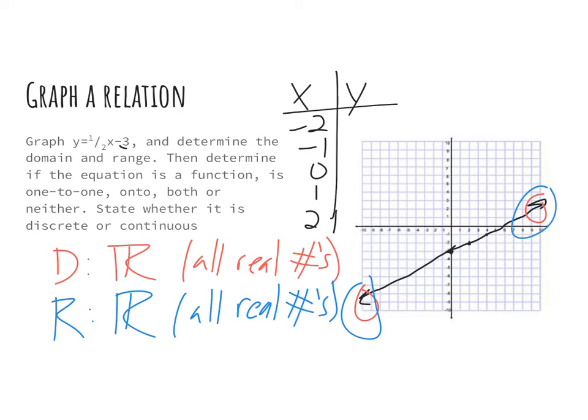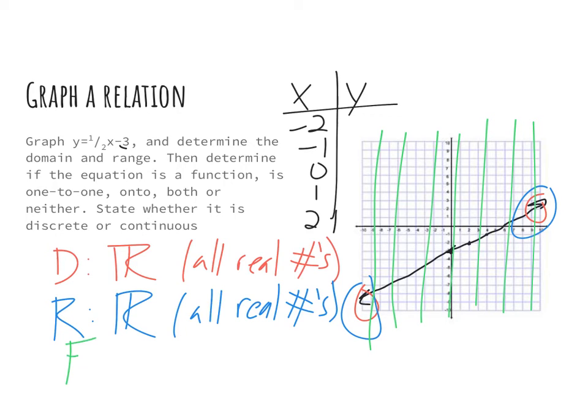And for our function, we look at the vertical line test. You draw these anywhere, you're going to notice that it only intersects once, so it is in fact a function.